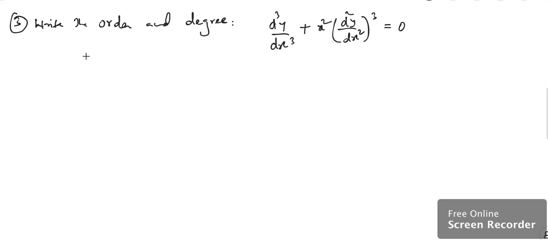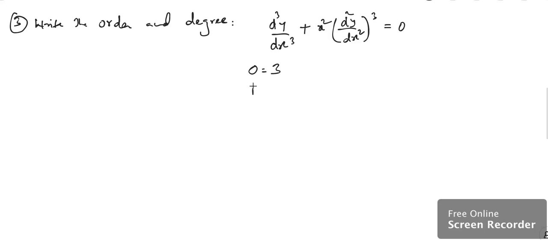Moving on to the next question, which says write the order and degree of the given differential equation. So the order is pretty clear: you have to check the highest number of times that you are doing the derivative. Here in the bracket it is 2 times, but the highest is the one where you are doing it 3 times. So the order is going to be 3.